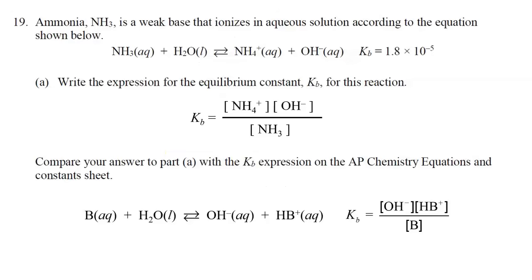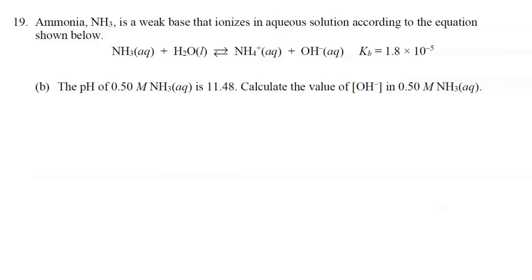When a generic weak base, symbolized by capital B, reacts with water, the weak base acts as a proton acceptor, accepting an H+ ion from a water molecule to produce the conjugate acid, BH+, and the hydroxide ion. Now, let's move on to part B of question 19. In part B, it says the following. The pH of 0.50 molar ammonia, NH3, is 11.48. Calculate the value of the hydroxide ion concentration in 0.50 molar ammonia.